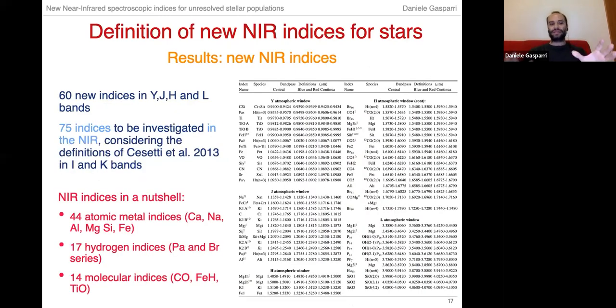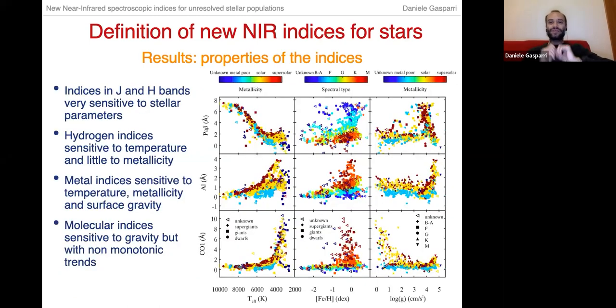And this is the result. 60 new indices are integrating the work of Cesetti in 2013 in the I and K bands. So in the whole near-infrared region, we have 75 indices: 44 atomic metal indices, 17 hydrogen, and 14 molecular. And these are the results on the stars. Basically, the most sensitive indices are in the J and the H bands.